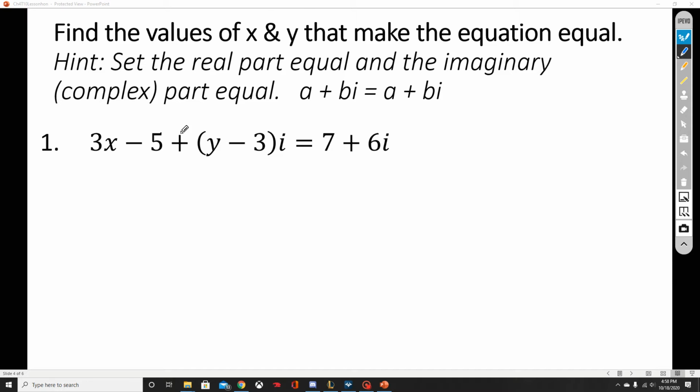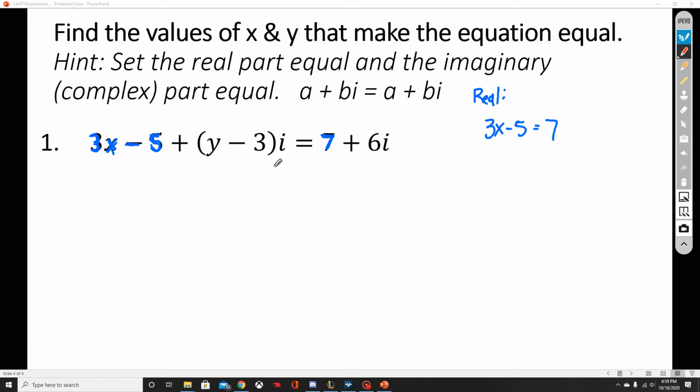Alright, well the real part of the left side is 3x minus 5, because there's no i next to either of them, so they are definitely real. And on the right side, the real part is 7. So our real equation, the 3x minus 5 should be equal to the 7.